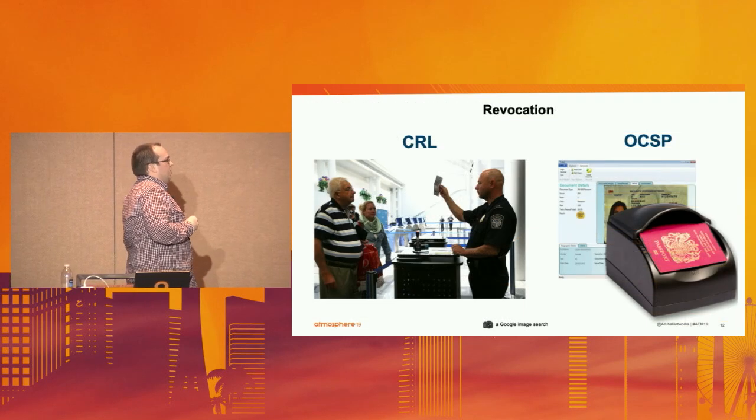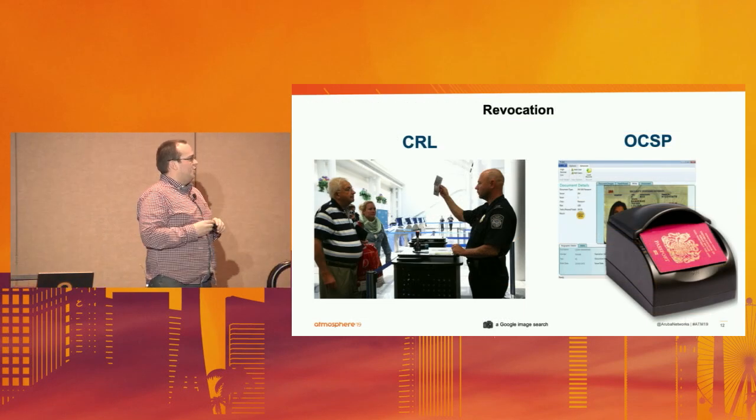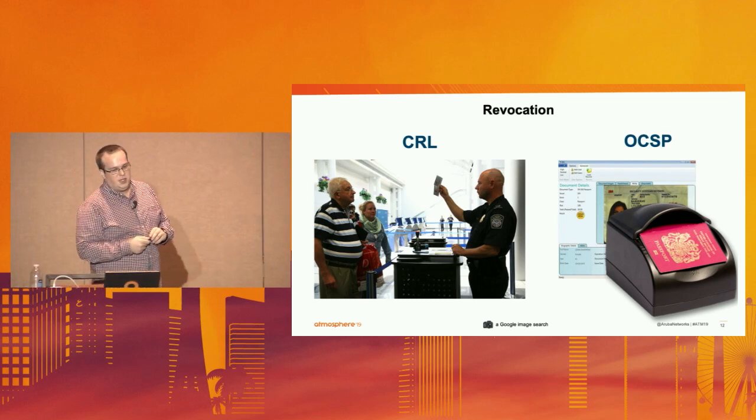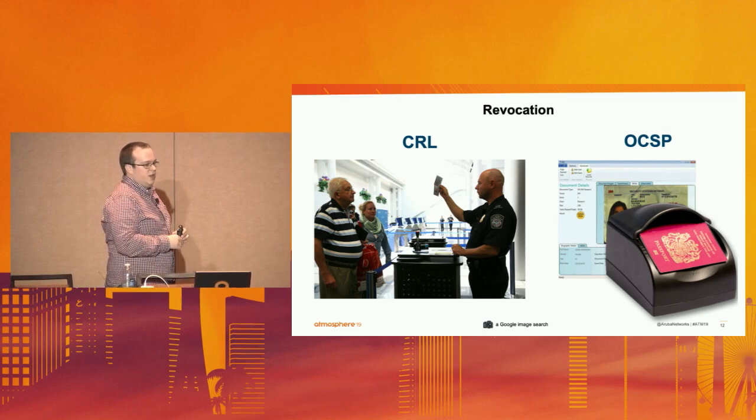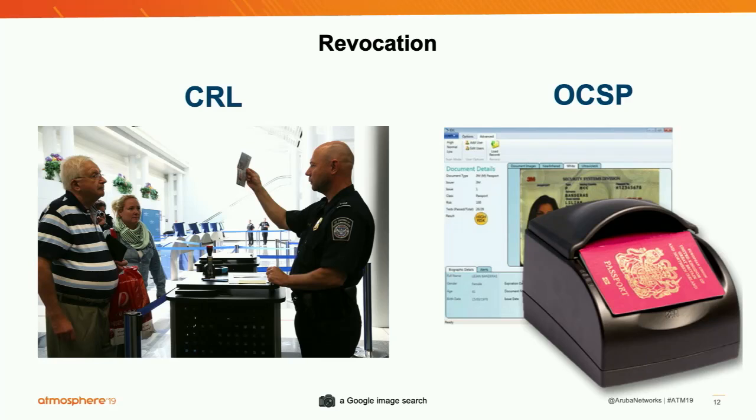In terms of revocation, this is the easiest way. I tried to use passports as a great way to explain this. As I mentioned, the CRL is a flat file. OCSP is more of a real-time check.